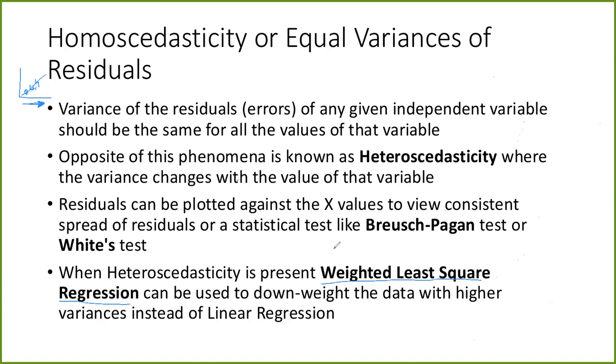So in order to check that, you can use the Breusch-Pagan test or White's test. Those are some statistical tests that you can use for testing whether this homoscedasticity is there or not, right? If the homoscedasticity is not there, it is known as heteroscedasticity, right? So with heteroscedasticity, you can't do the linear regression.